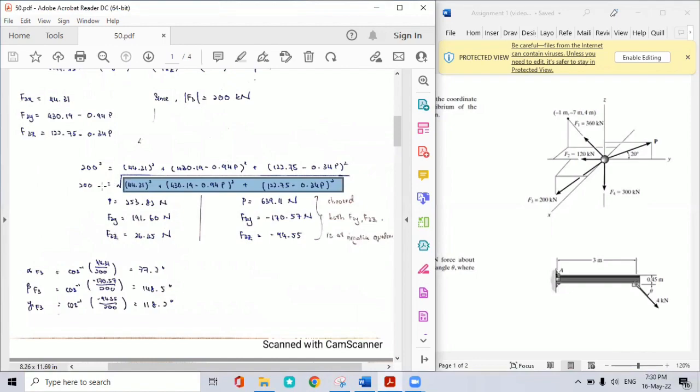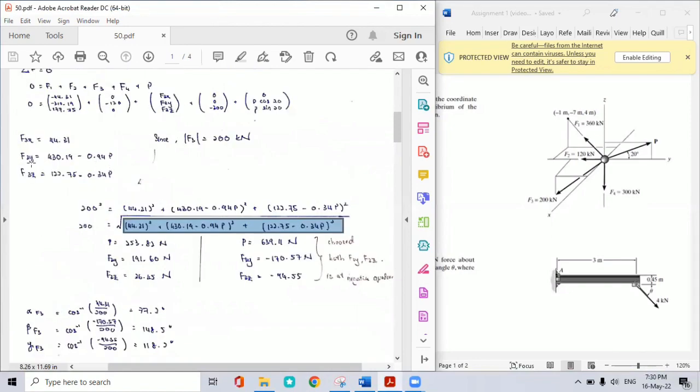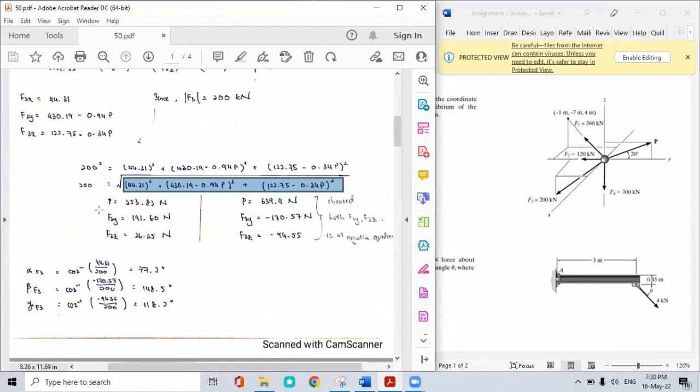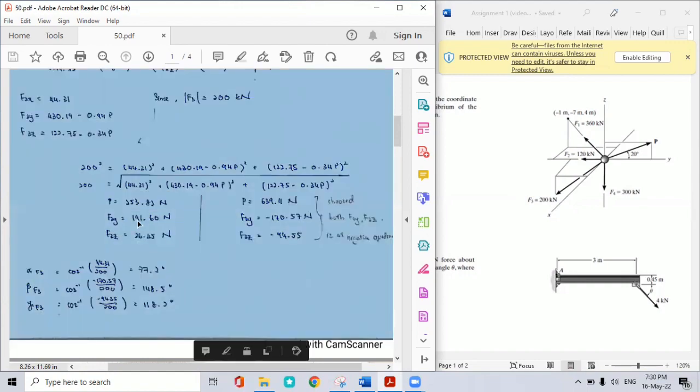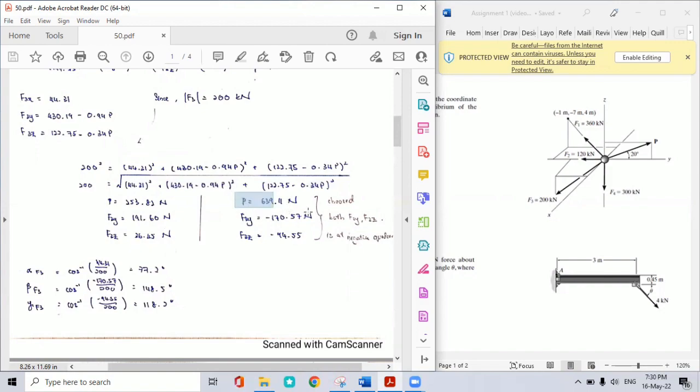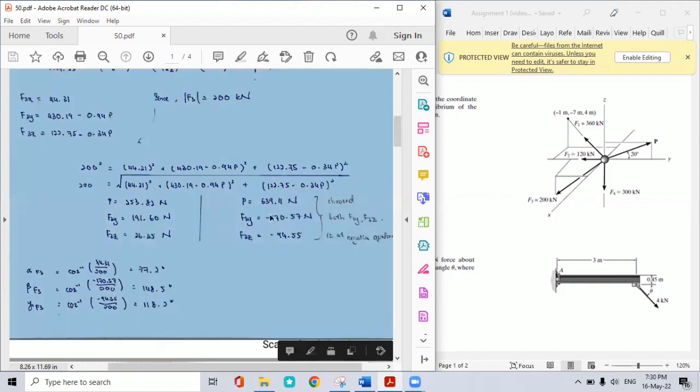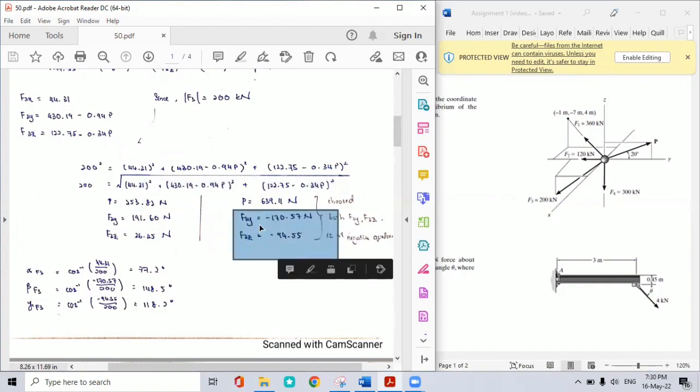And after that, we substitute these P values into the third force expressions right here. That means we can find the third force in the Y direction and the third force in the Z direction. So if we use P equal to 253.82, we will have positive values. And if we use P equal to 639.11 Newtons, we will have negative values for the Y direction and Z direction for the third force.